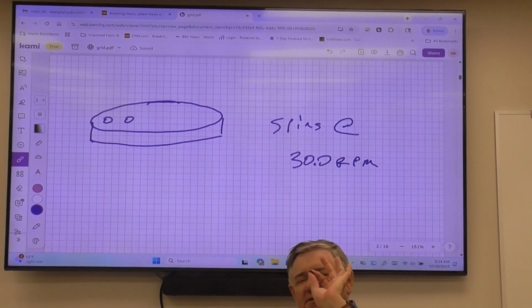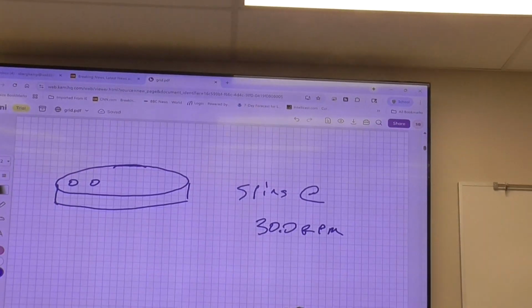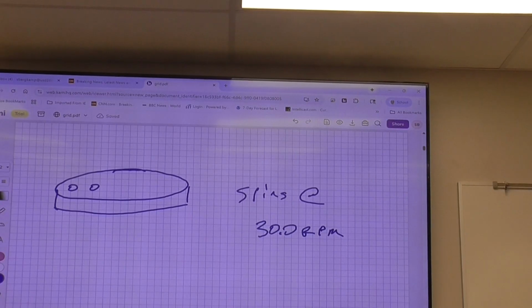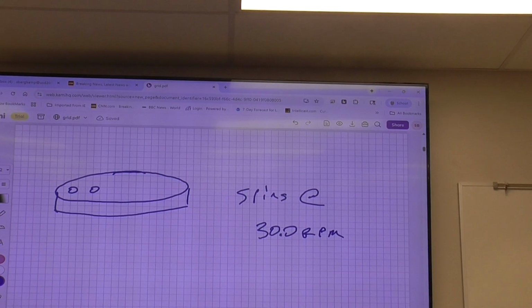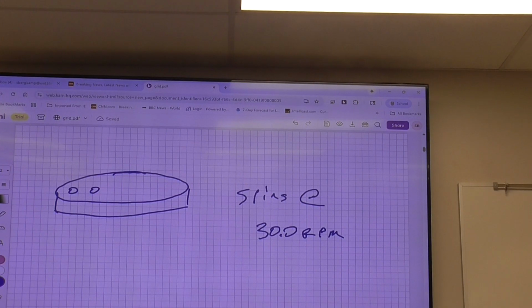Okay, so visualize this. I have 2 nickels on the green spinny thing. We're going to go around like this. They're going to make 30 revolutions per minute. Start with this: is 30 revolutions per minute period or frequency? Frequency, because it's an event per unit of time. Cool with that.